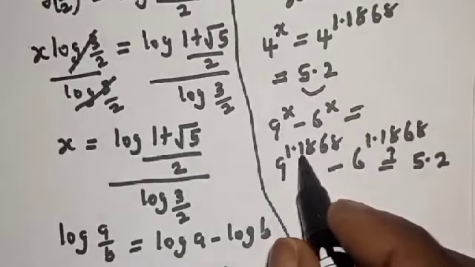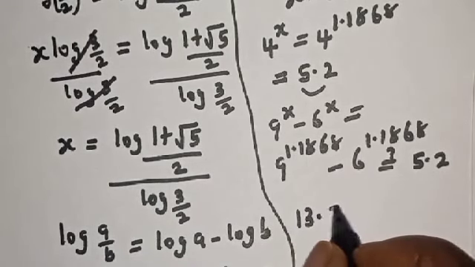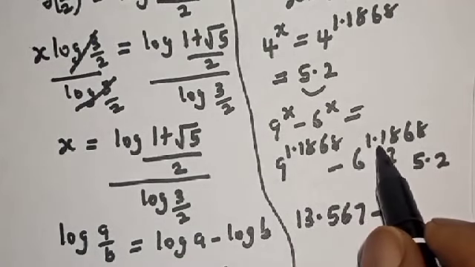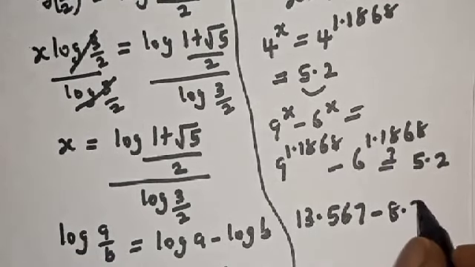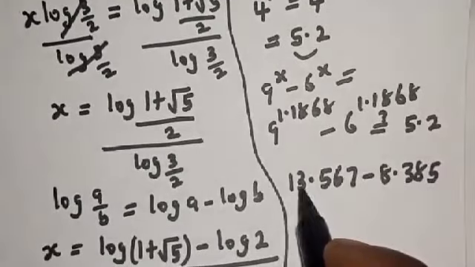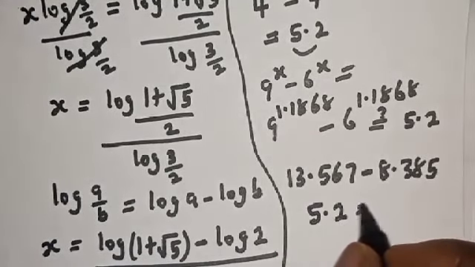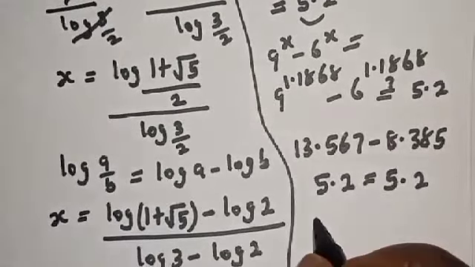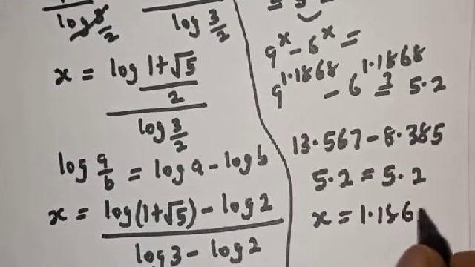Then 9 raised to power 1.1868 is 13.567 minus 6 raised to power 1.1868, this is 8.385. Now let's subtract the two. If you subtract this from this, we have 5.2, which is equal to 5.2, which satisfies the given equation at x is equal to 1.1868.